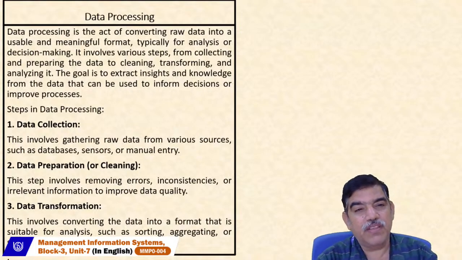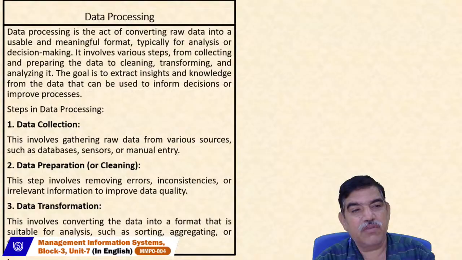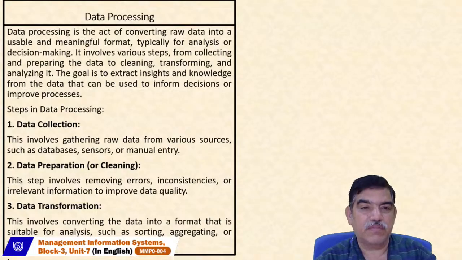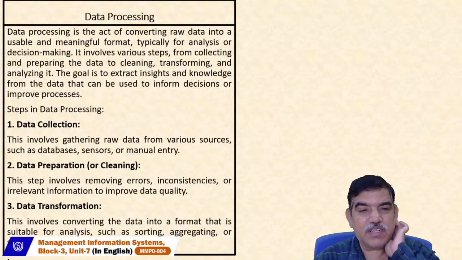Data processing is the art of converting raw data into a usable and meaningful format. The data which is collected is known as raw data, and it will be converted into a usable and meaningful format, generally in tabular format. Typically, for analysis or decision making, it involves various steps from collecting and preparing the data to cleaning, transforming, and analyzing the data. The goal is to extract insights and knowledge from the data that can be used to inform decisions or improve processes.